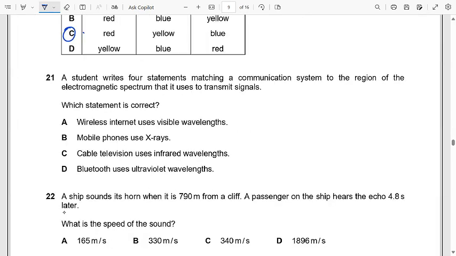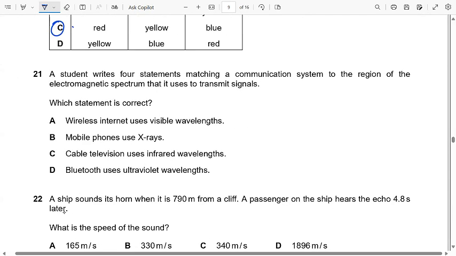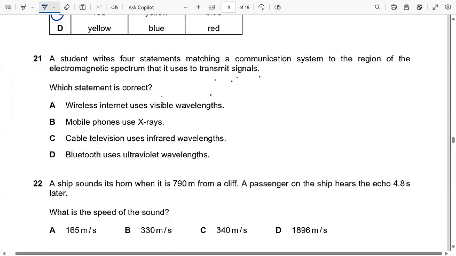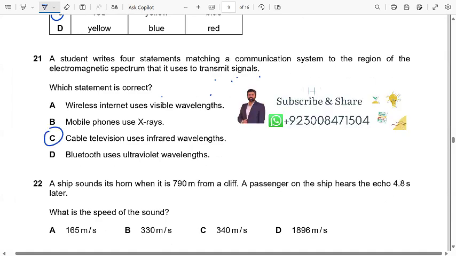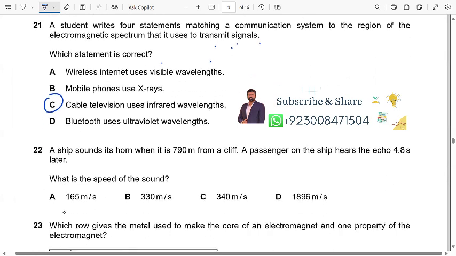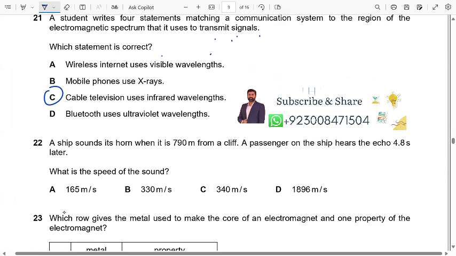Question 21: a student writes four statements matching the communication system to the region of the electromagnetic spectrum that it uses to transmit signals. Which statement is correct? हमने कल याद तक किया था। सी होगा सर। ठीक है, इसका आंसर होगा आपके पास सी। Cable television uses infrared wavelengths, right?